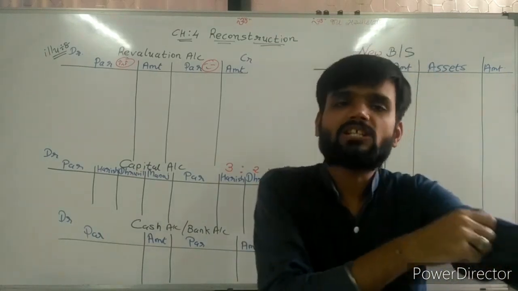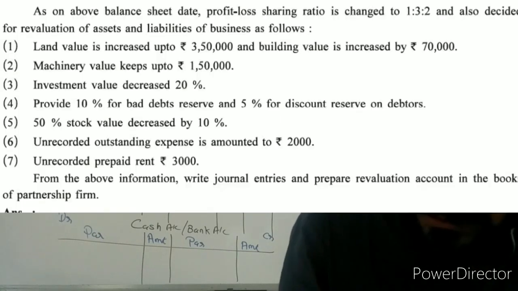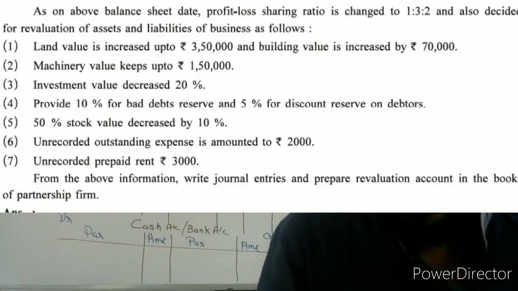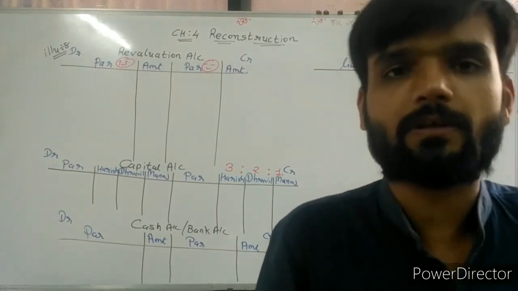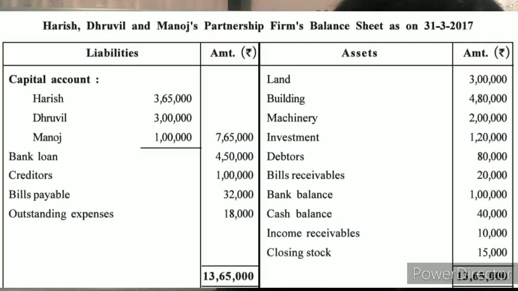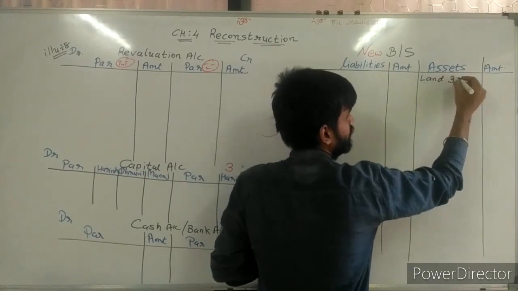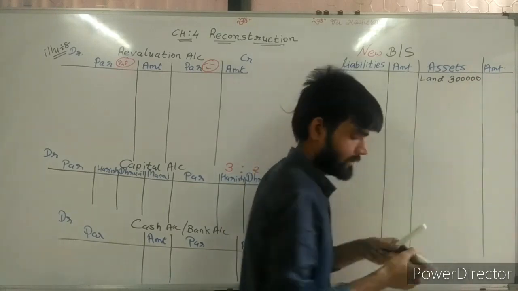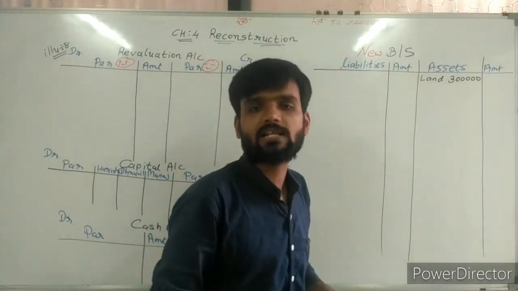Now, first adjustment is given. See, first, land value is increased up to rupees 3,50,000. In the balance sheet, land is given as 3 lakh rupees, and we need to increase it up to 3,50,000, which is given in adjustment number 1.